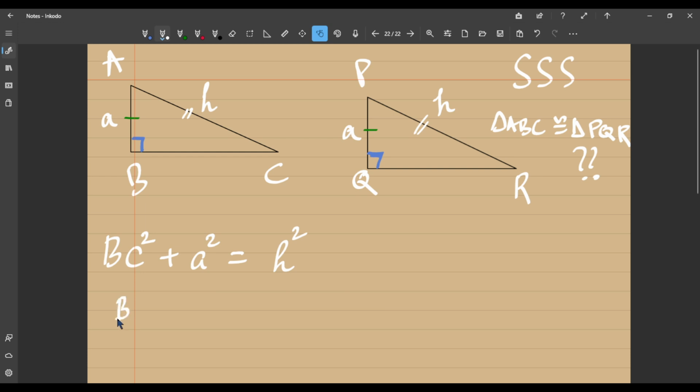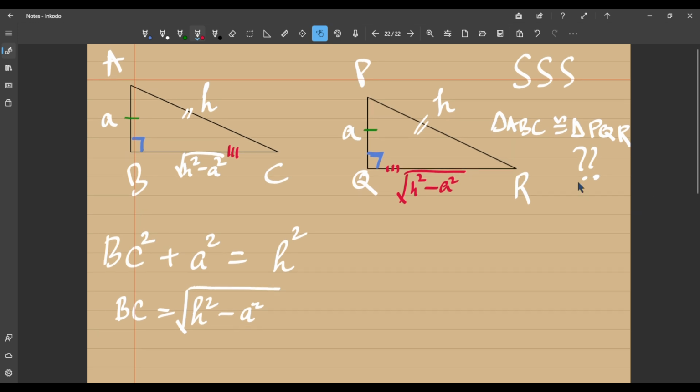So what do I essentially get? I have an expression for BC: H squared minus A squared, and the square root of this whole thing. So essentially I know what this side is. I'm not concerned whether it's complicated or not, but it can be calculated regardless. So this side is fixed. Given the two sides, this third side has to be fixed. And the same holds for this triangle also, because even in this triangle, the hypotenuse squared minus that A squared will give me the third side QR.